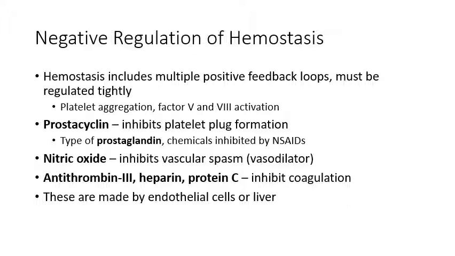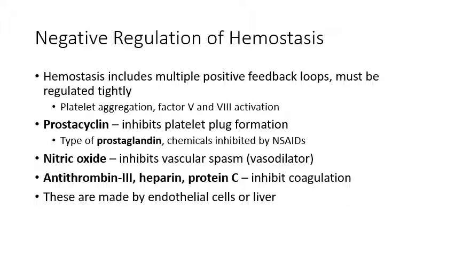But you also have a number of negative feedback or negative regulatory mechanisms that prevent hemostasis from occurring inappropriately. So one of those is prostacyclin, which is a molecule that is made by the endothelium, and its job is to inhibit platelet plug formation. So it basically stops the platelets from being activated and attaching to each other in a platelet plug, and it's always being released by the endothelial cells. Unless, of course, they're damaged, then they stop releasing it.